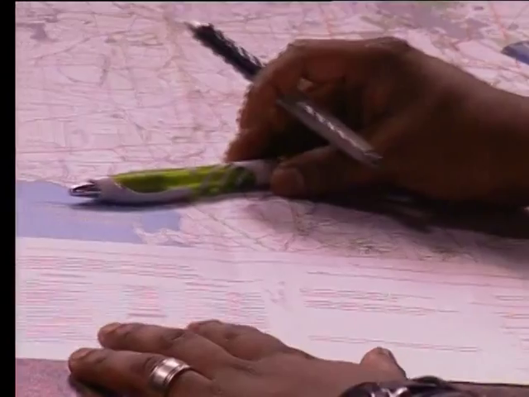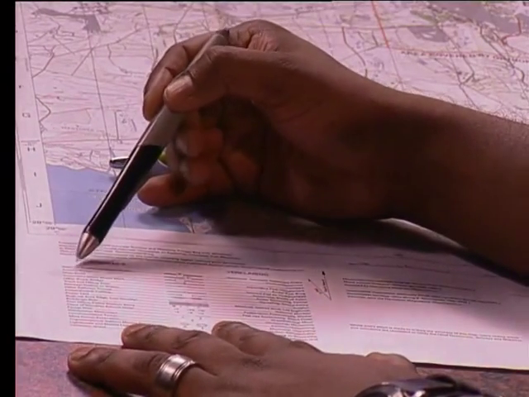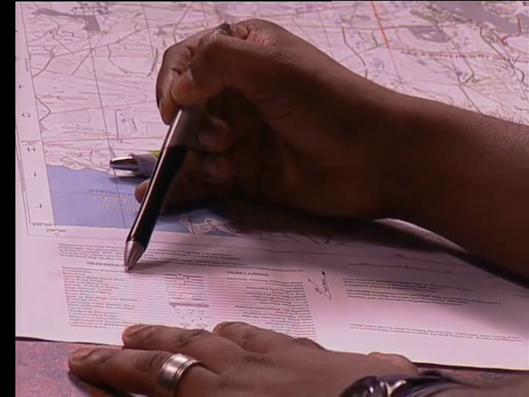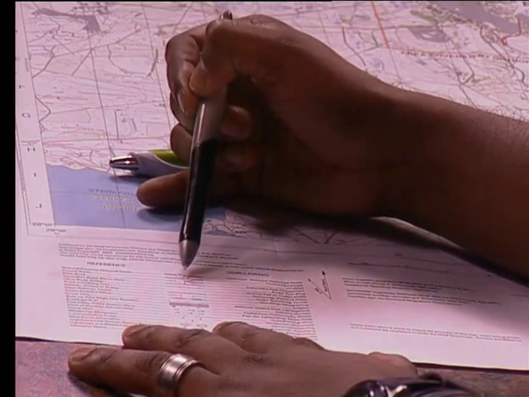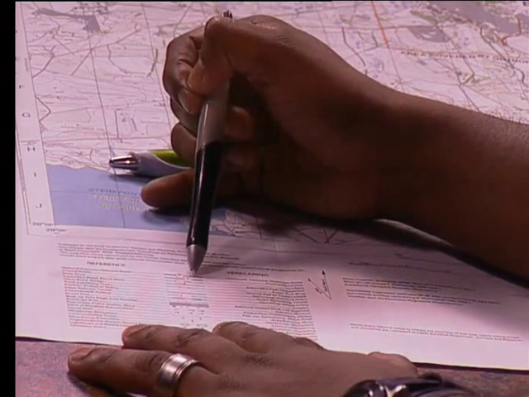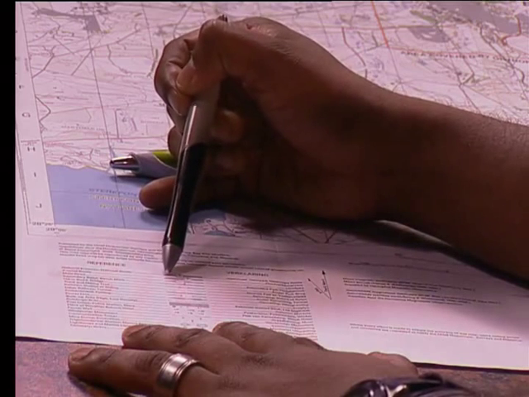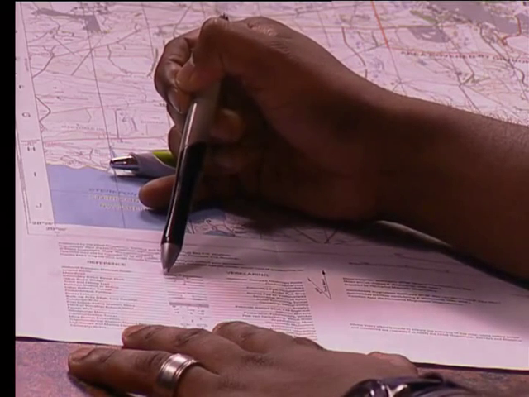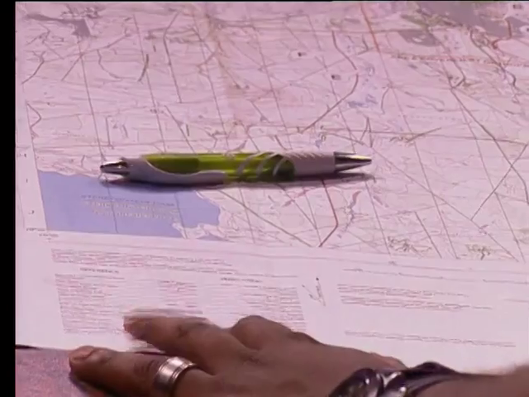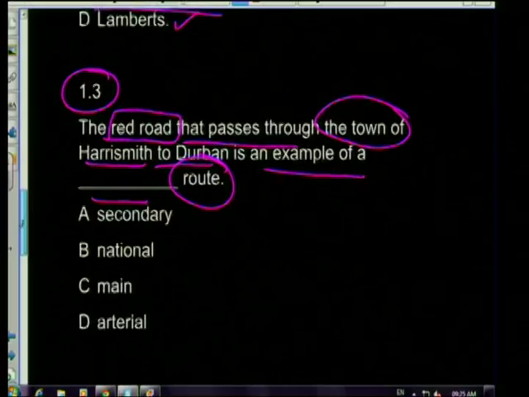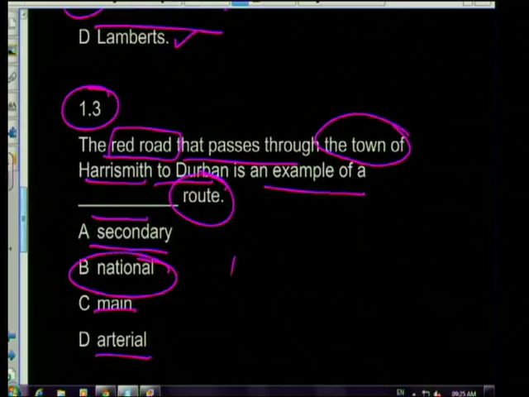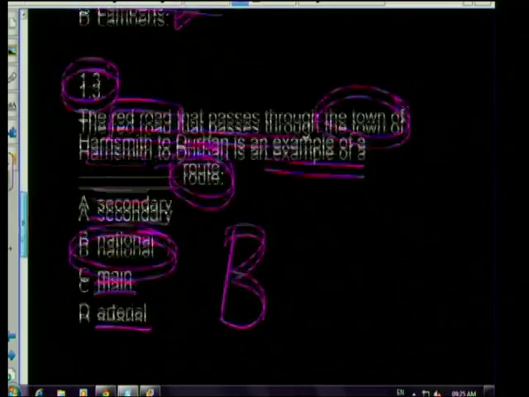If we look at the reference, you'll note the following. You have, in this example, a national freeway as well as a national route. In our map of Harry Smith, we've been given the possible clue that this is a red section of the route. So it's not a national freeway, it's a national route. Are we together, guys? Note, if it's a thick blue line with an N on it, it's a national freeway. In this example, it's a national route because it's a thick red line with the N on it. Let's look at our options. And to complete the sentence, it's not a secondary, it's not a main, it's not an arterial, it's a national route. So my correct answer there is B. Moving on.